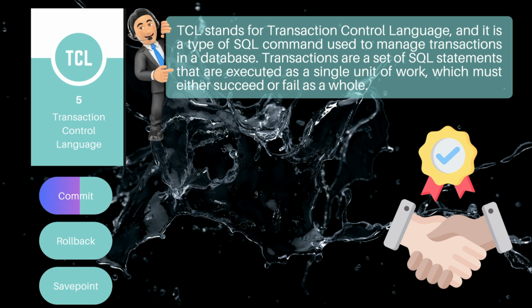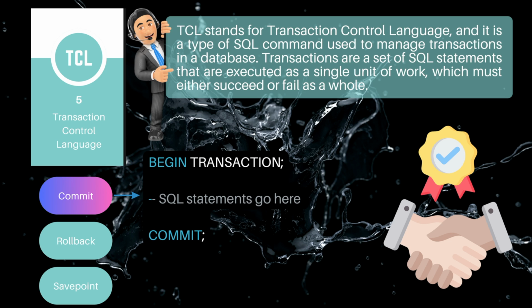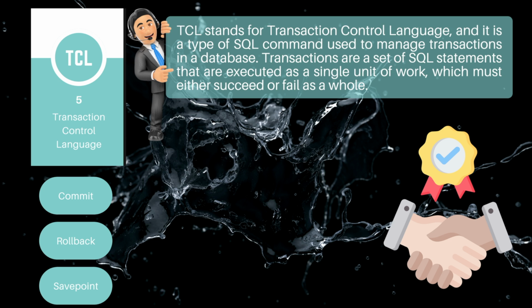So let's look at the commit command. The commit command is used to permanently save changes made in the transaction to the database. It confirms that the transaction is complete and all the changes are applied. For example, this set of SQL statements begins a transaction, then executes one or more SQL statements, and then commits the transaction, saving any changes to the database.